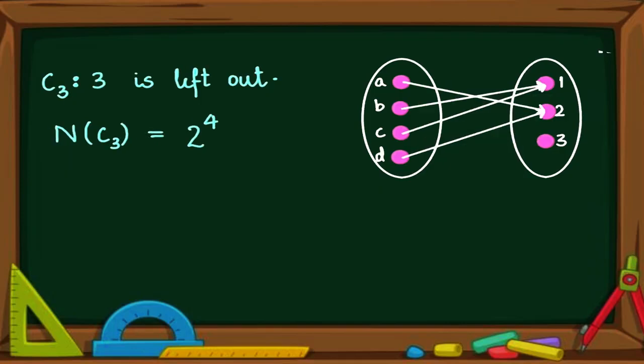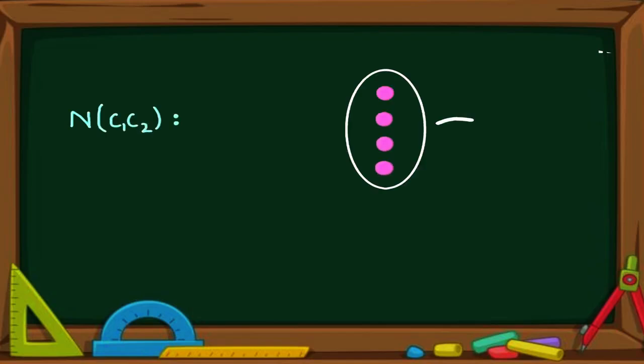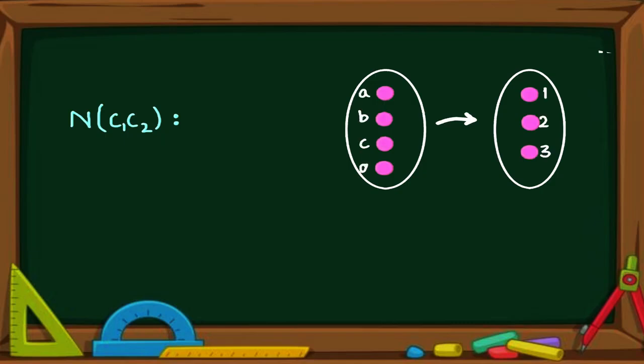What is n of C₁, C₂? In how many ways can you not map 1, 2 at all? There's only one way. What is that? All 4 elements of the domain mapping to 3 alone, correct? So n of C₁, C₂ is simply 1. To be precise, let's write 1 to the 4.